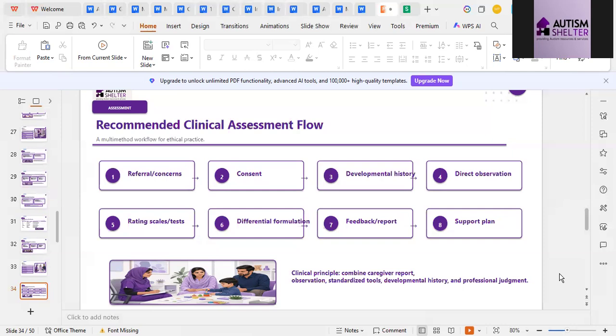For the parents, we are going to assess the child, so ask whether they are willing for it. Then you have to ask for the developmental history, and I will send you what we have to ask the parents for the history. And then there is direct observation, rating scales and tests.